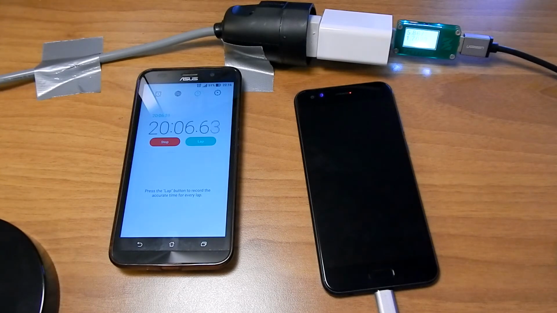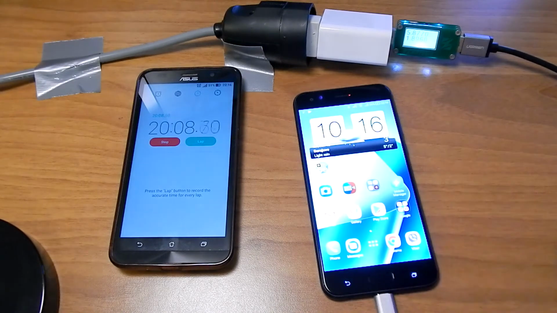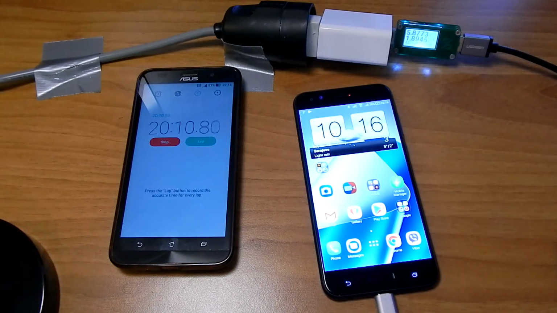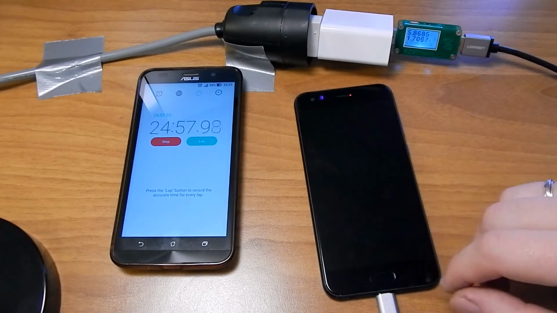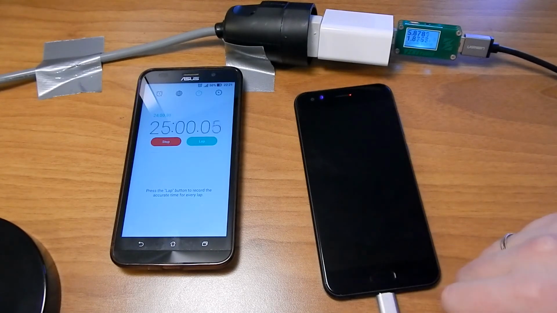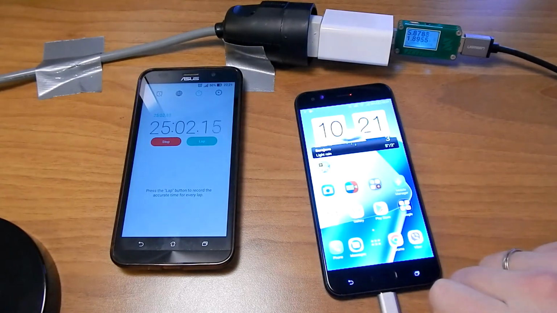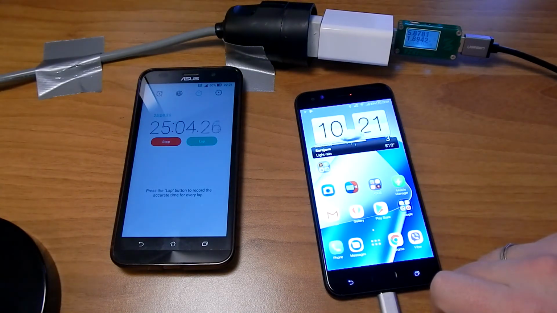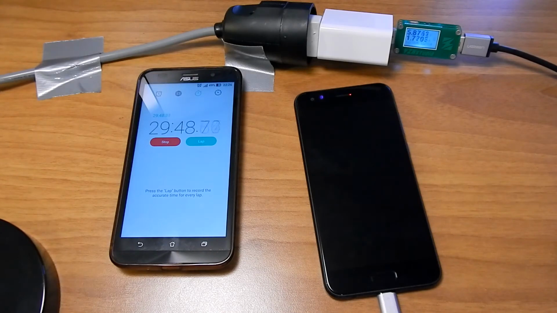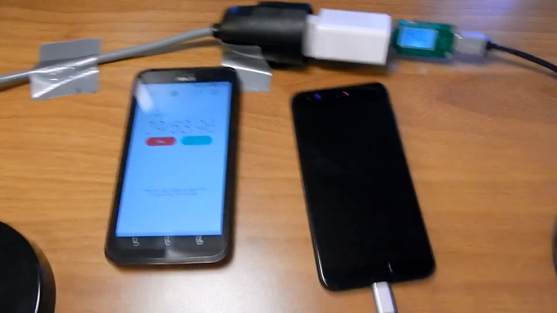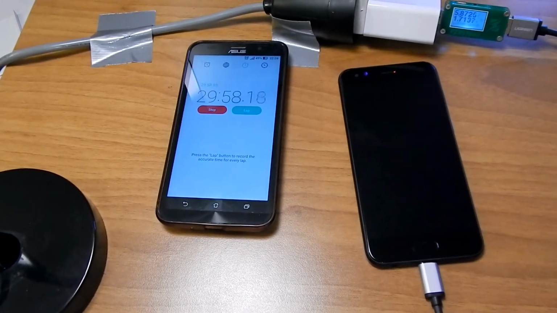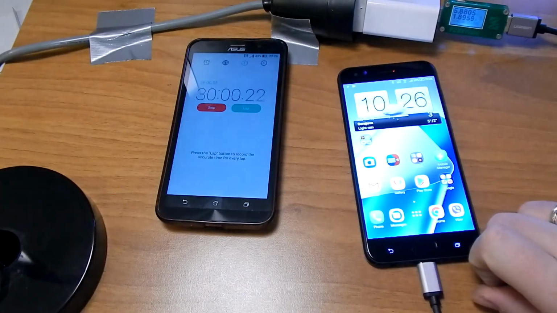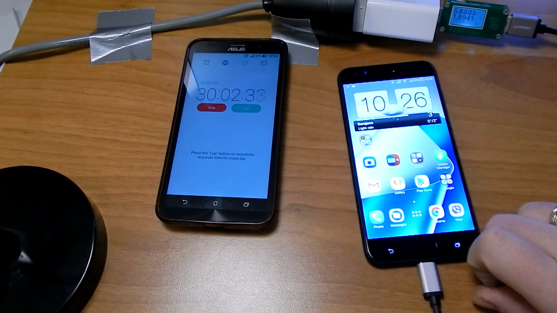We are now at 20 minutes and 26%. We are now at 25 minutes and 33%. We are now at 30 minutes. The phone is at 39%.